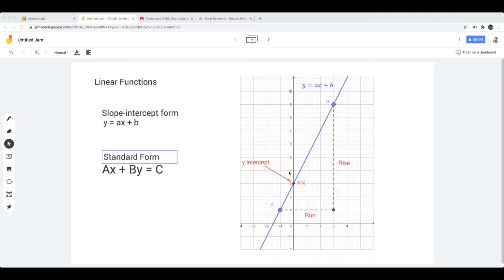Section 2.4 deals with linear functions. So for linear functions, we know that obviously by the term linear functions that the graph looks like a line. And we might see the equation in a couple of forms. A slope-intercept form, which is y equals ax plus b. Now from this slope-intercept form, it's very easy to get the information of what the slope is.